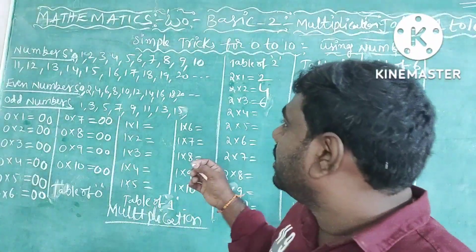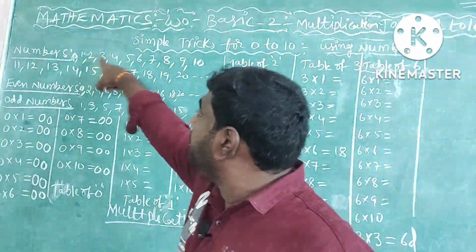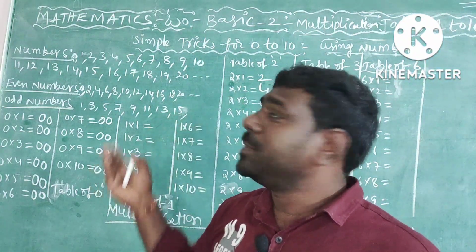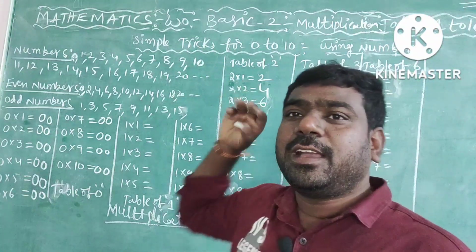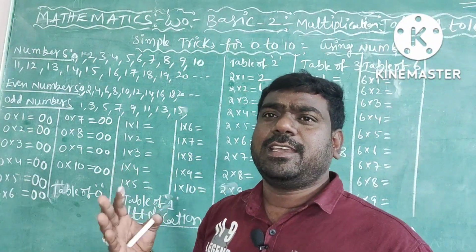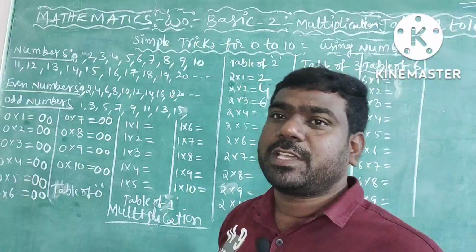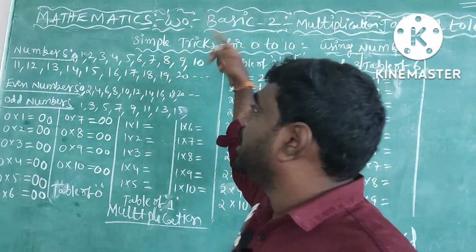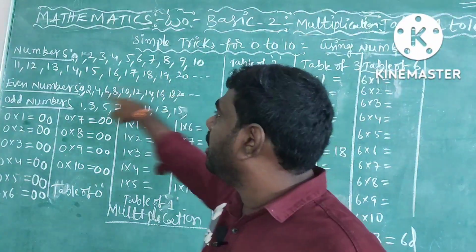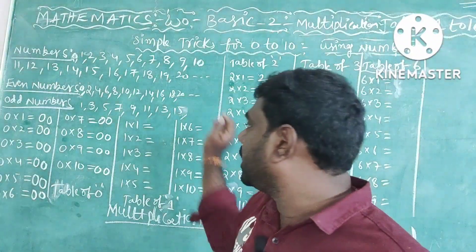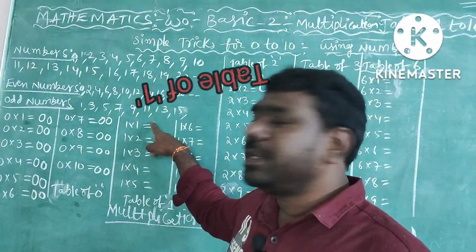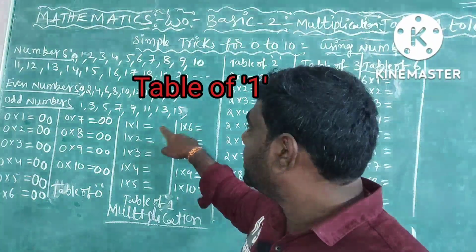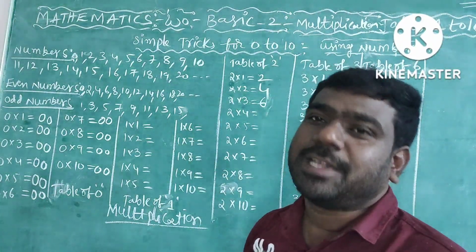Actually, by using the numbers, we can write the table very easily. The trick for how to write is by using the numbers only. I have already explained this clearly and in detail in the previous videos about numbers. You can watch those videos. Numbers means we have countable numbers, even numbers, odd numbers required here. First, for the 1 table, what should we do? The trick is very simple here. Write the numbers 1 to 10.